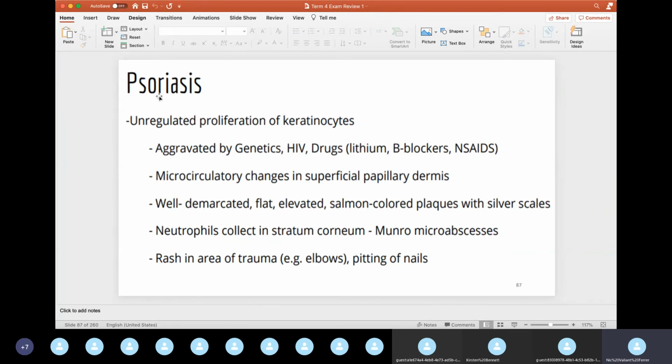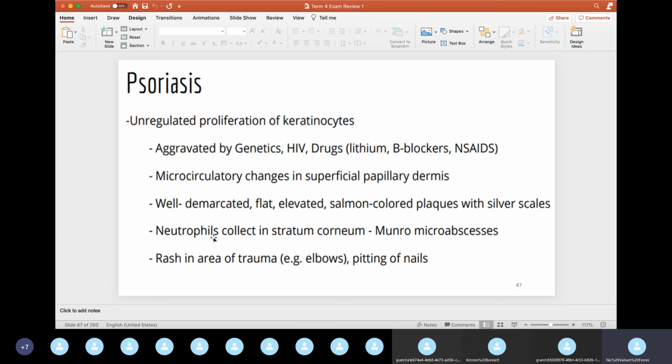Psoriasis, high yield, unregulated proliferation of keratinocytes, aggravated by drugs. It's well demarcated flat, salmon-colored papules with silver scales. They love that. Salmon-colored plaques with silver scales, commonly in your flexors, right? Neutrophils collect in the stratum corneum. If you try to get rid of the scales, you can have Munro microabscesses.